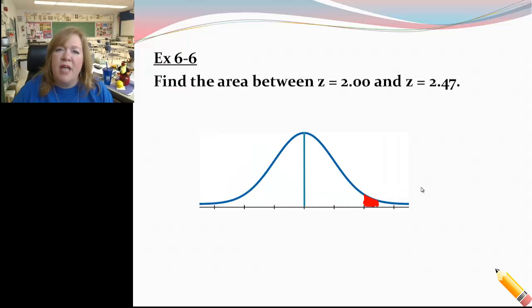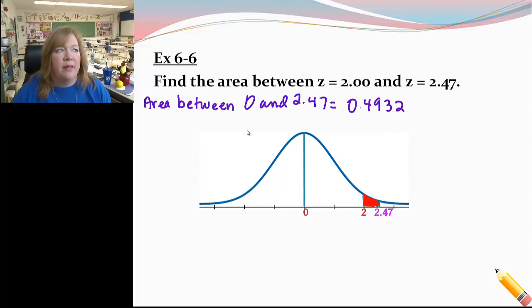Here's yet a different type of problem. It says find the area between z equal 2 and z equal 2.47. This is one of those that I would find the most difficult, but it's very easy on a graphing calculator. But when you're using tables, you're basically going to find the area between 0 and the larger z-score, and then find the area between 0 and the smaller z-score, or the one that's closer to the mean, and subtract the areas. So when I look at the table, the area between 0 and 2.47 is 0.4932.